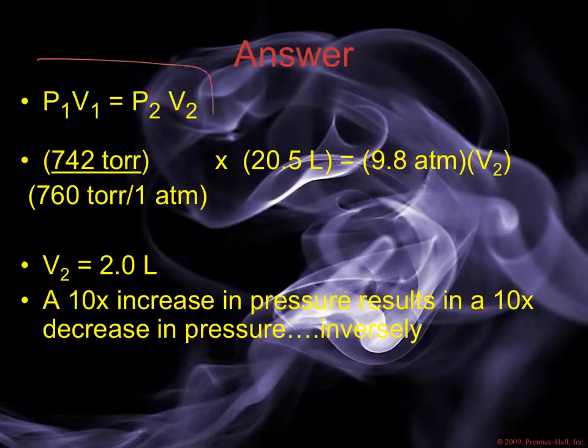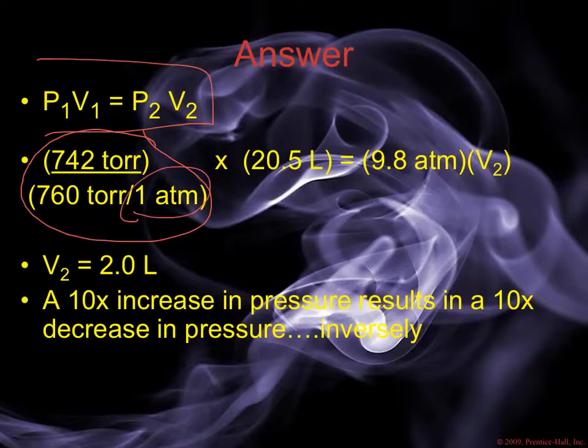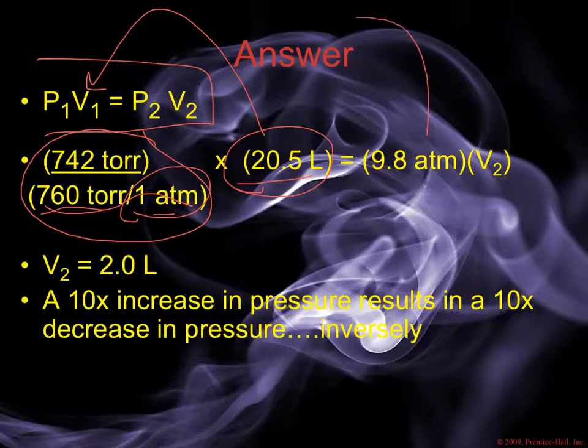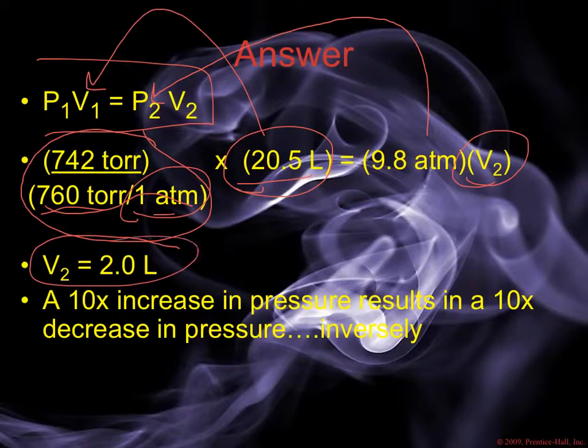All right, Boyle's law. I'm first going to convert pressure units so that they're all the same. So 740 torr I want to convert to atmospheres, so I know the conversion factor between torr and atmosphere. There are 760 torrs in 1 atmosphere. The original volume, V1, was 20.5 liters. The new pressure is 9.8 atmosphere, and I'm trying to solve for the new volume, V2. When I rearrange and plug in the math, I get that the new volume is 2 liters.